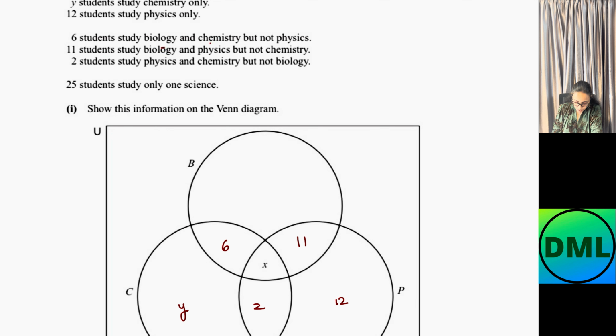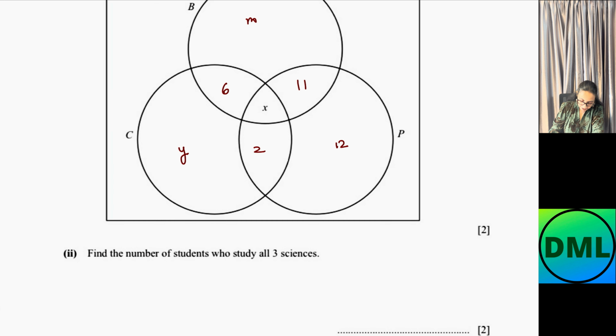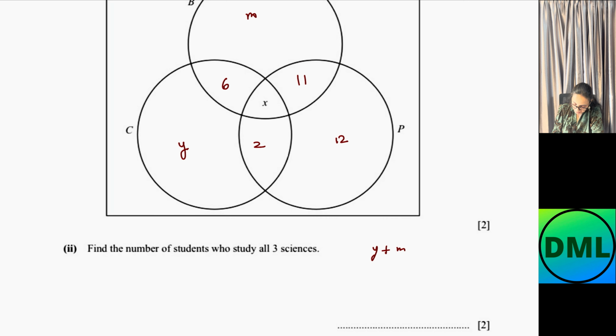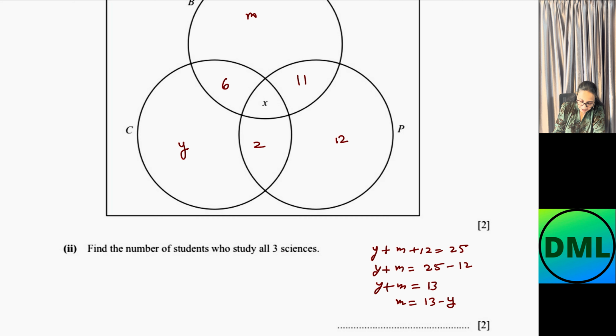We have Y for only chemistry and 12 for only physics. I don't have any number for biology, so let's suppose the number is M for biology here. They say that 25 students study only one science. This shows that Y plus M plus 12 is equal to 25. So Y plus M is equal to 25 minus 12, which is 13. I can express M in terms of Y also. So M is written as 13 minus Y, which I can fill in here.